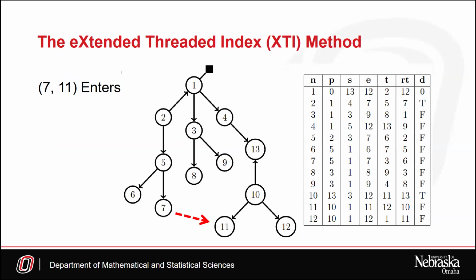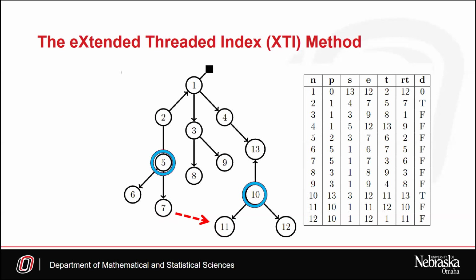The extended threaded index method allows us to enter an arc. And then when we enter an arc, we can ask, how many successors does each of these nodes have? Well, 7 has 1 and 11 has 1. Is 7 equal to 11? No. Then follow both of their predecessors' paths up.